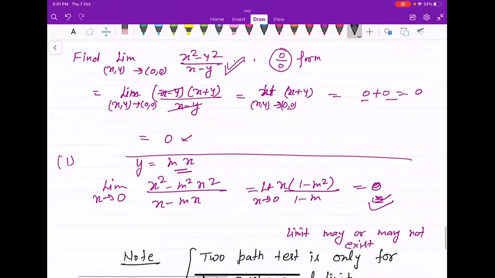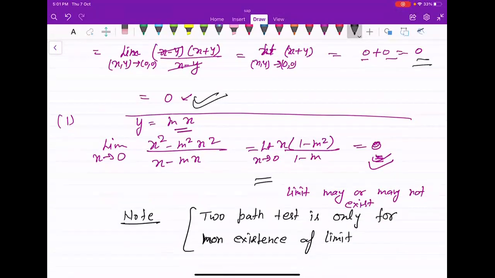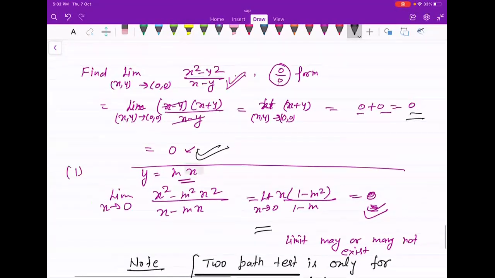But if you are getting some value by simplifying it, like in this case, x minus y is getting cancelled, then you are getting x plus y and we are getting a value of the limit. So now we are saying it is the limit, but in the other case we cannot say, because the two-path test is only for non-existence of the limit. If you read chapter number 12.1, you will find that the two-path test is only for the non-existence of the limit. Okay, so this is one example.